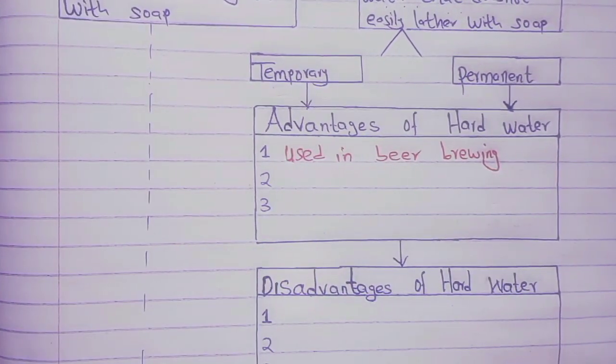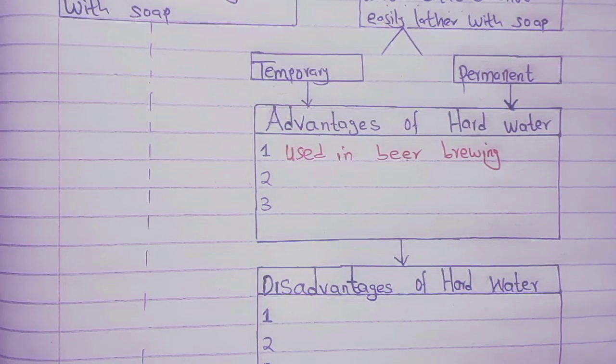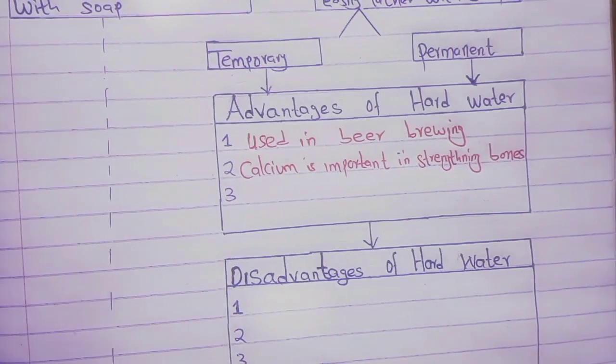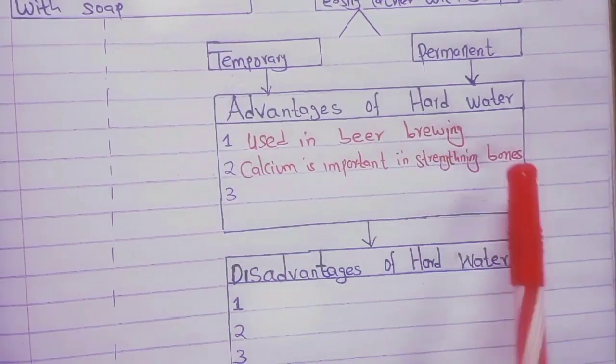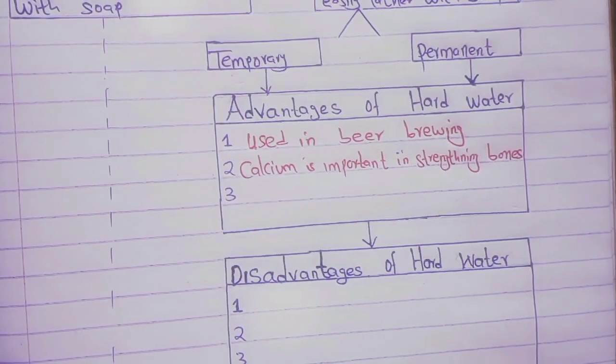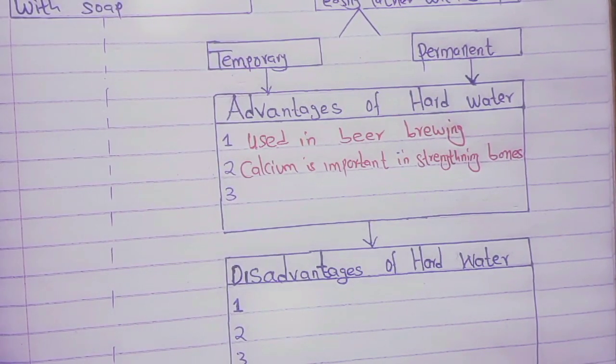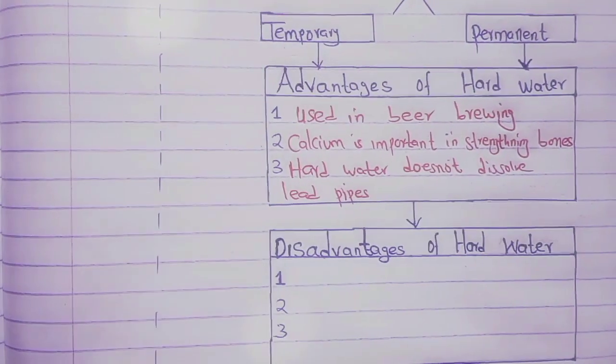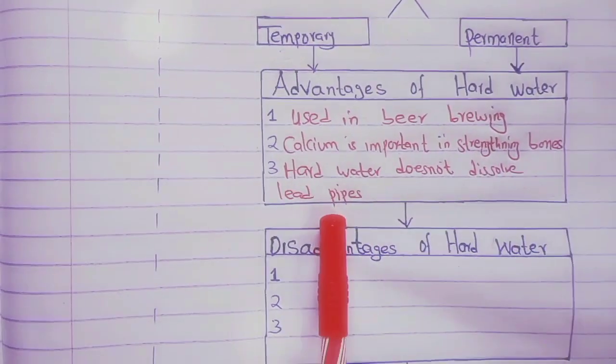Then the other advantage is hard water provides calcium, which is important in strengthening of bones. Because when you go to the example, you find that we have calcium. So calcium is important in strengthening of bones. Then the last advantage is hard water does not dissolve lead pipes. We are saying hard water does not dissolve lead pipes.